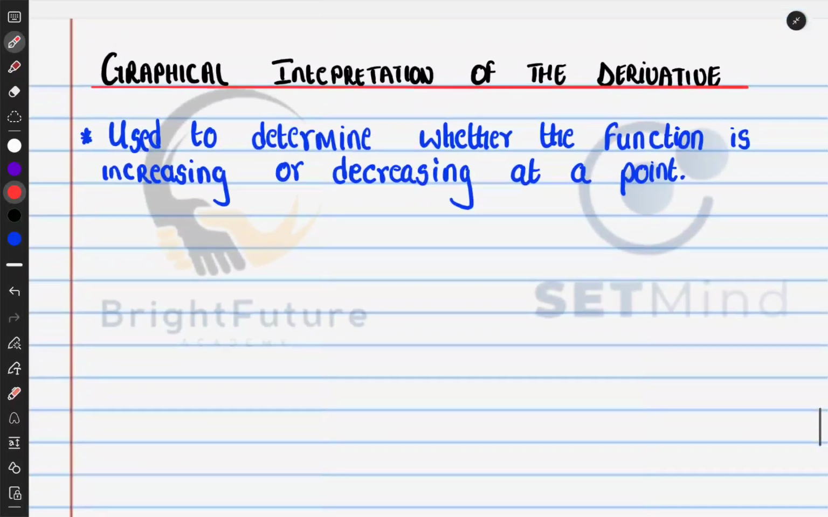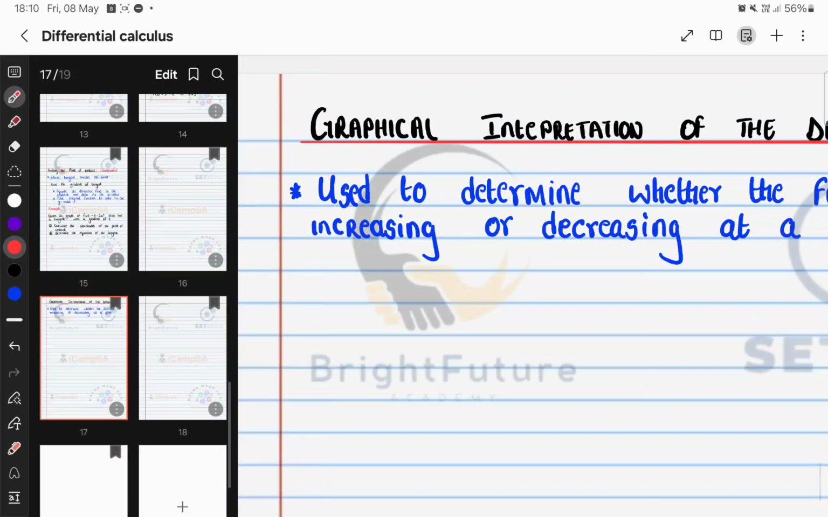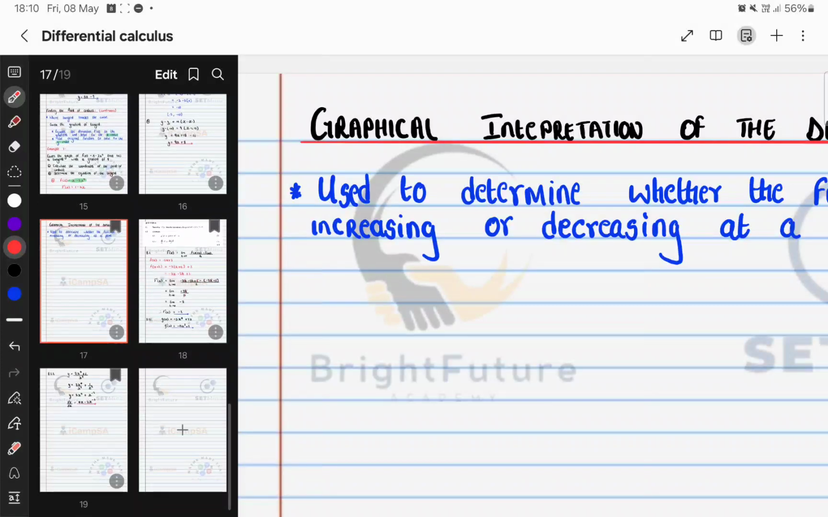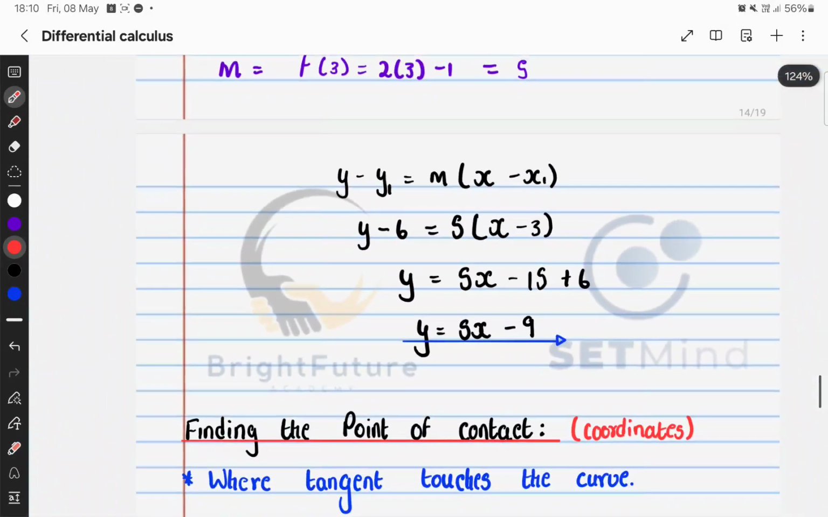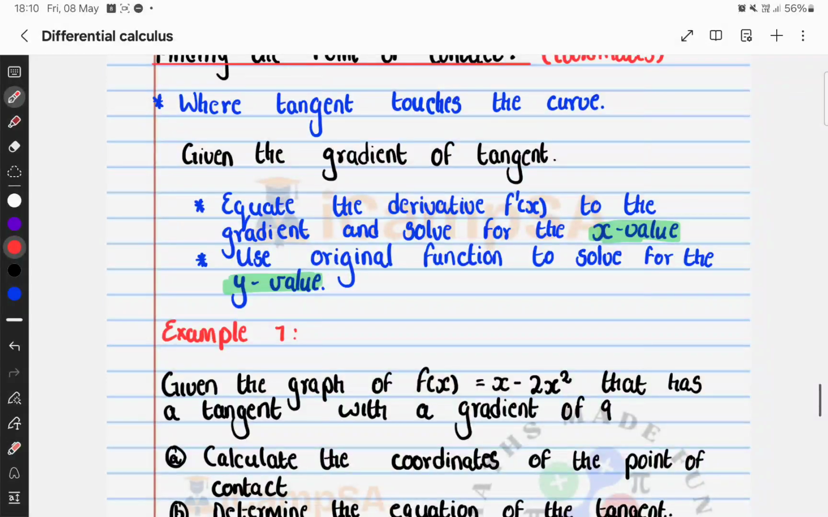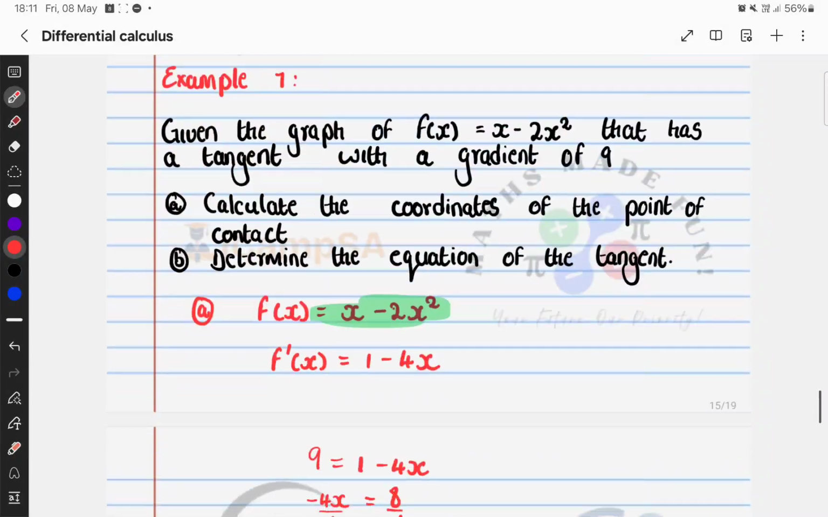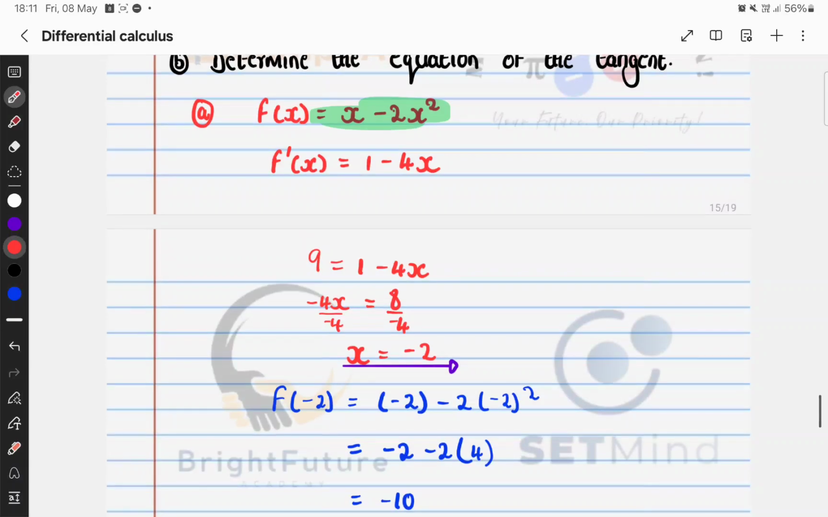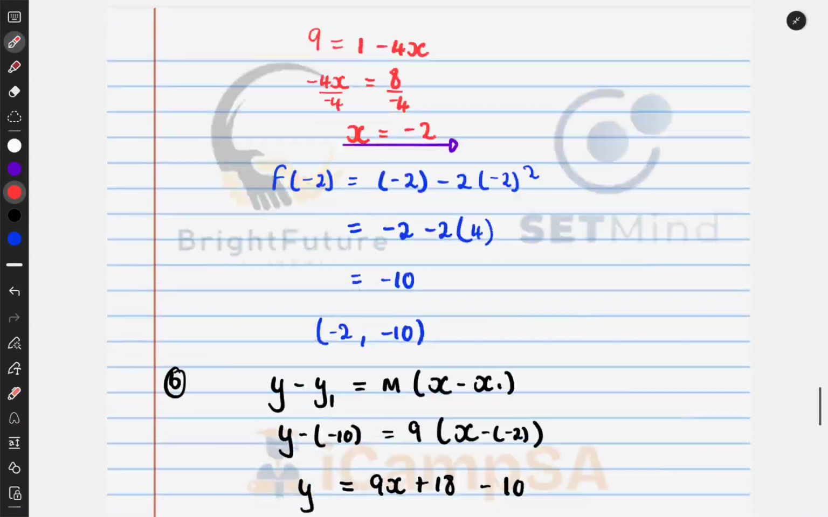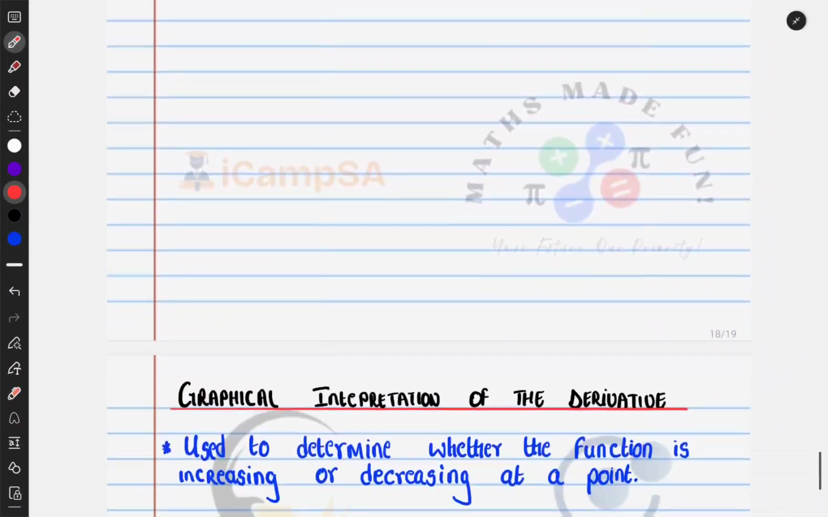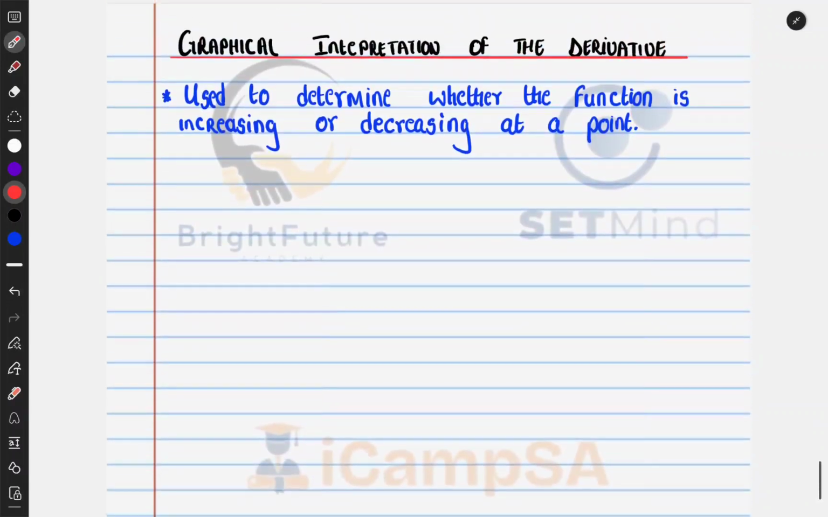Okay, so that's how we'll approach doing these questions. Now that we are done with them, we can go to the graphical interpretation of the derivative. Let me see where we left. Last time we left off on finding the point of contact where the tangent touches the curve, but the basic introduction was done, so we're already familiar with that. Right now we just want to explain what the derivative means graphically.